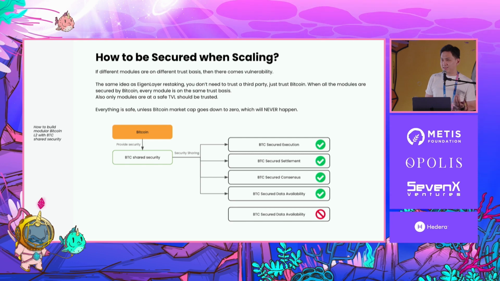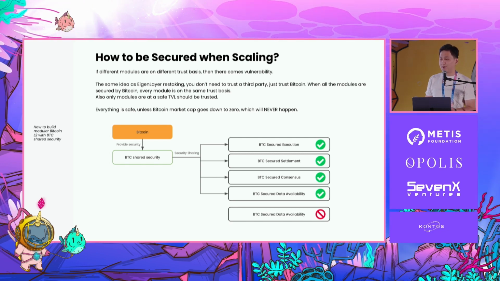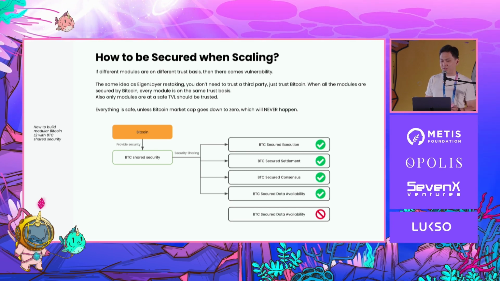If you think about different modules having different trust bases, they will have different securities, and different securities means vulnerabilities. But now that every module is secured by Bitcoin and everyone's security providers are all the same, there is actually no difference in the security levels on top of that. So everyone should be happily trusting each other.